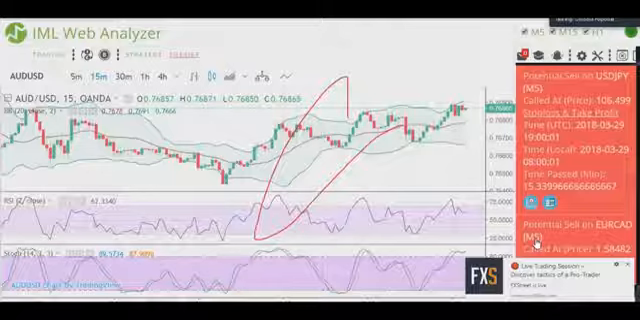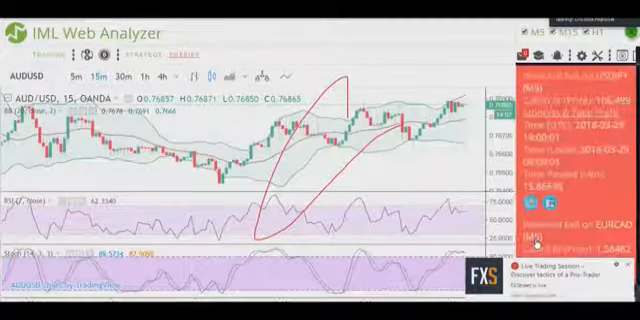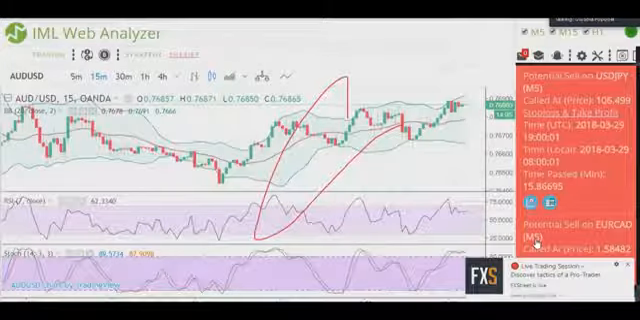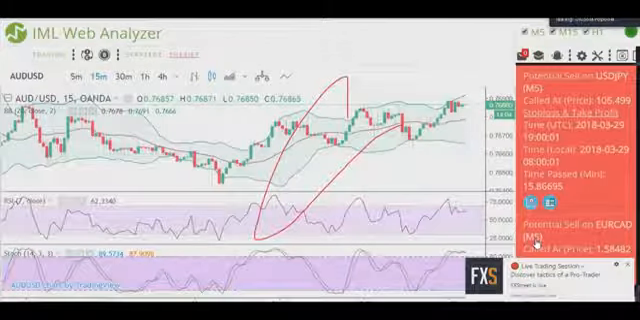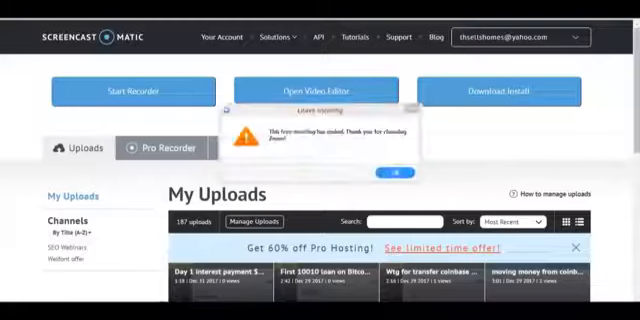Now, for the Sheriff strategy, according to him, the best pairs that he uses this strategy for, I want you to take note of. They are, one, Euro GBP.